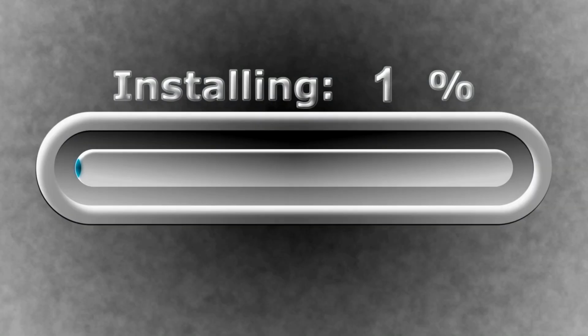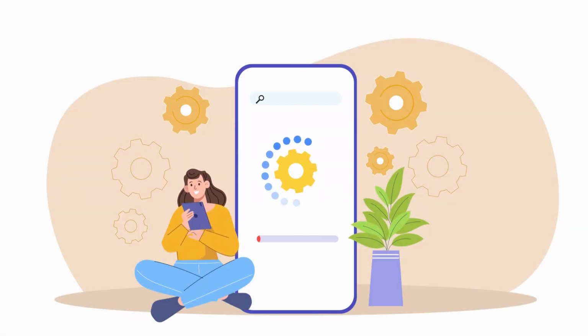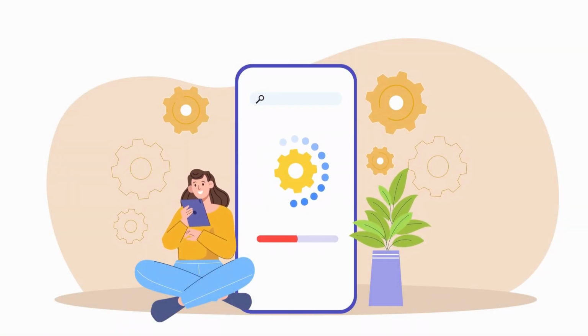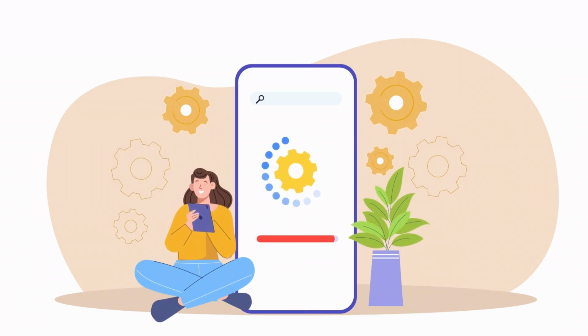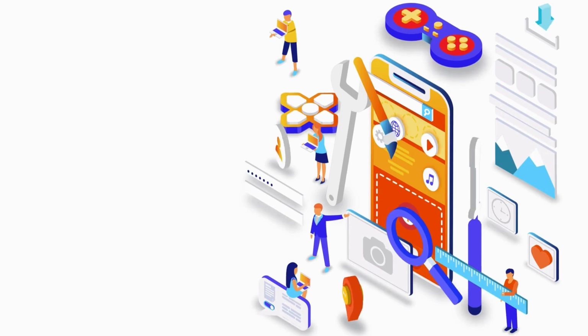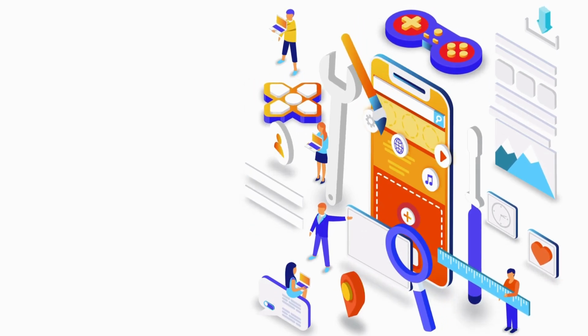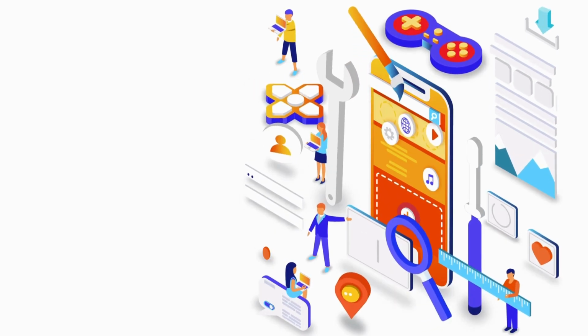Number 7. Uninstall and reinstall the app again. If all else fails, you can try uninstalling and reinstalling the Instagram app on your phone. Sometimes a fresh installation can resolve persistent issues with Instagram DMs.